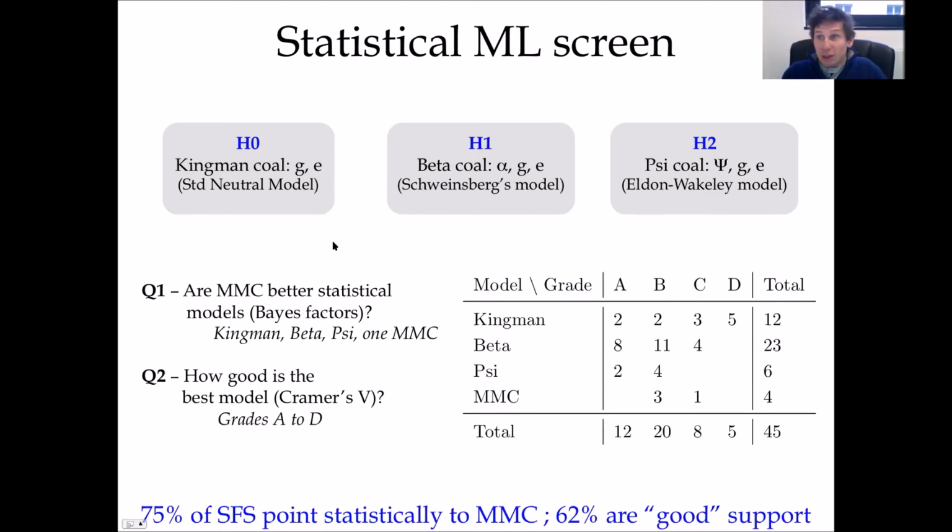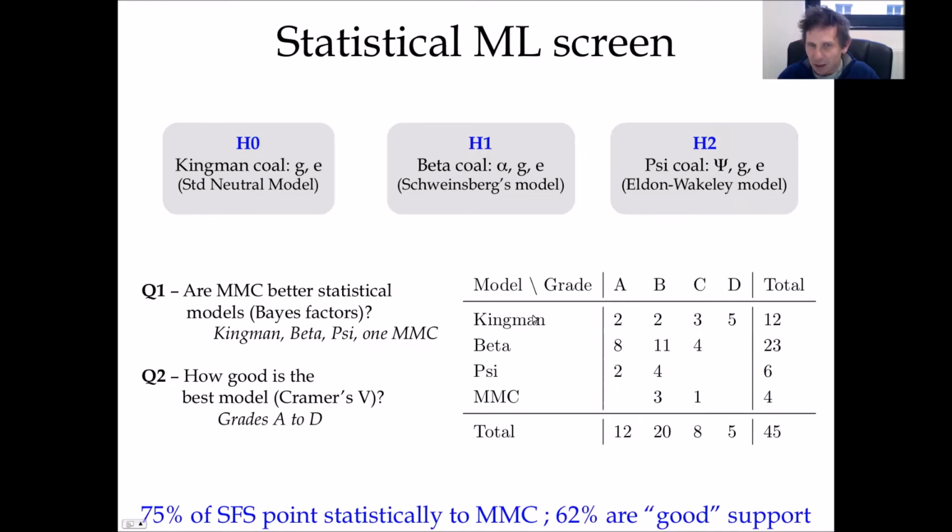And we ask 2 simple questions. Do the MMC models have some multiple merger component? Does it improve the fit on a statistical ground, right? So we use maximum likelihood and Bayes factors to pick the model. Here we have the 45 species.